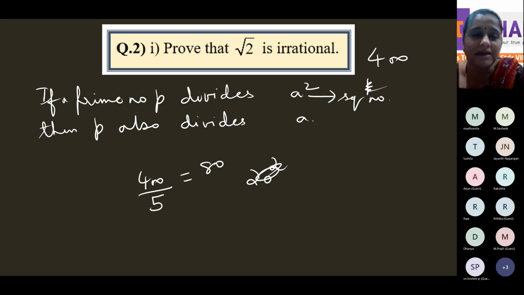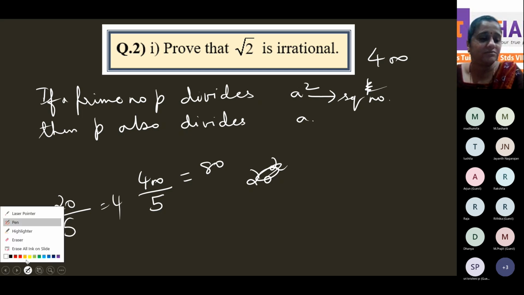So the theorem is: if a prime number p divides a square, then the same prime number p will divide a. So we have taken this number 400, which is 20 square. Now this prime number 5 divides 400. 400 by 5 is 80. Divides meaning exactly, remainder 0. So the prime number, not any number, prime number 5 divides 400 80 times. So that means the same prime 5 will divide the square root of 400, 20. Yes, 20 by 5 is 4.